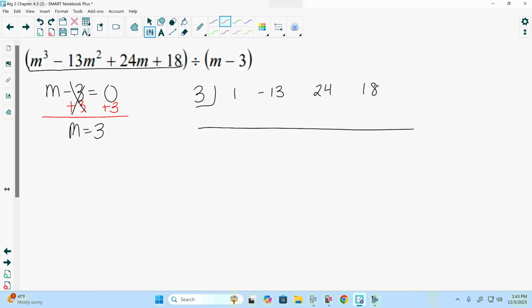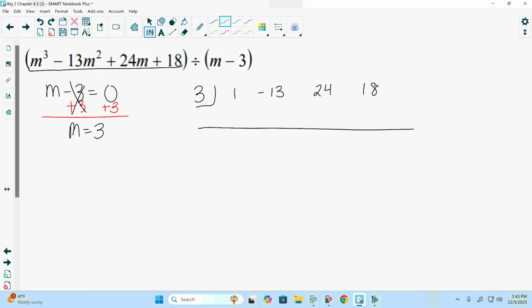Now, since the polynomial being divided is degree 3, we should have one more term than the degree written out. So there should be 4, because we should have our m cubed, m squared, m, and constant. It's just to check and make sure we have them all. 1, negative 13, 24, 18, we do have 4 numbers up there. Questions on the setup so far?